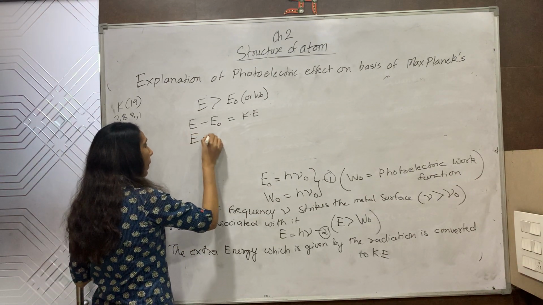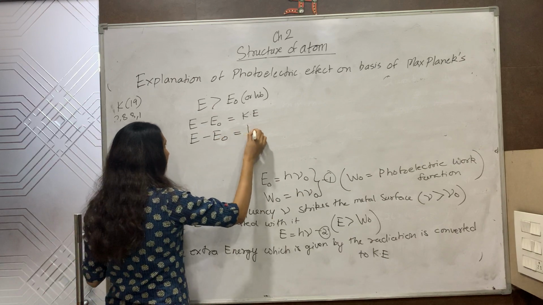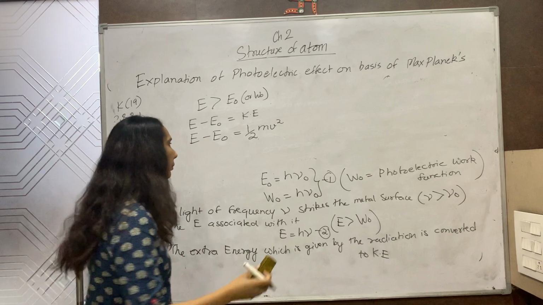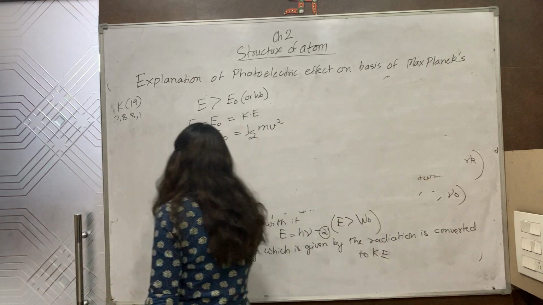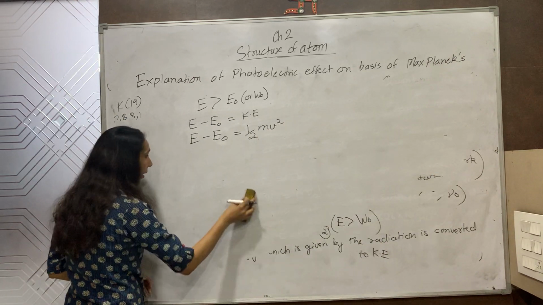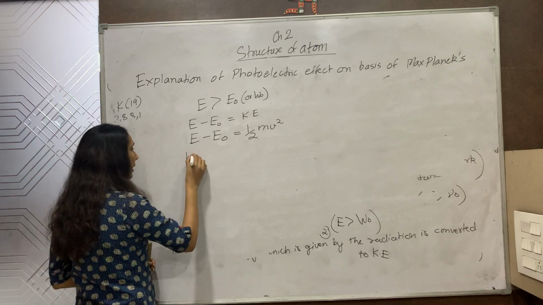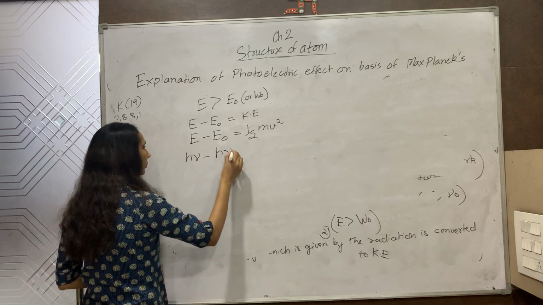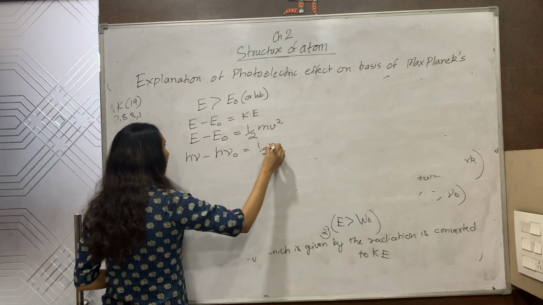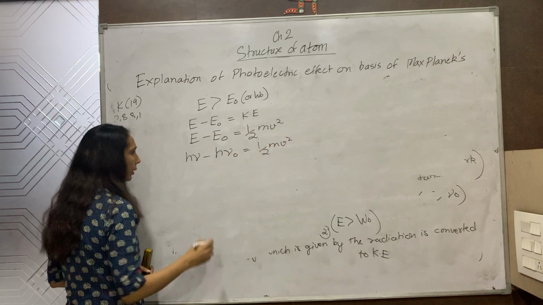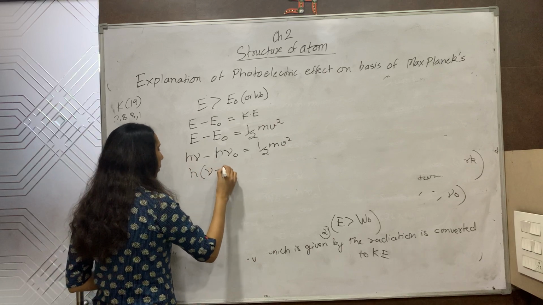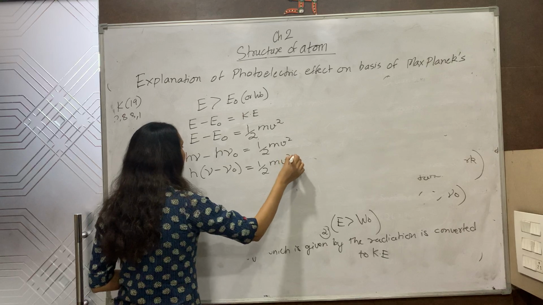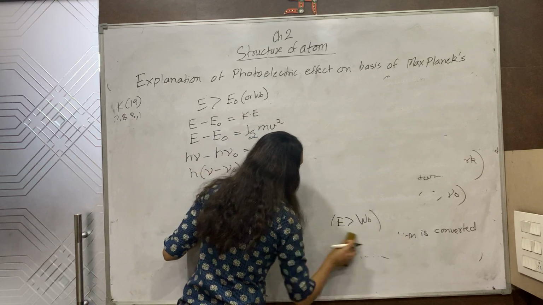Now E minus E naught, I can put the value of kinetic energy as half mv square. We know that kinetic energy is half mv square. E, I know E is h nu and E naught is h nu naught, is equal to half mv square. We are just modifying the equation. h I can take common: h(nu minus nu naught) is equal to half mv square. We can write our formula.